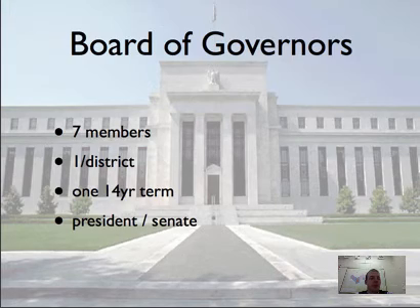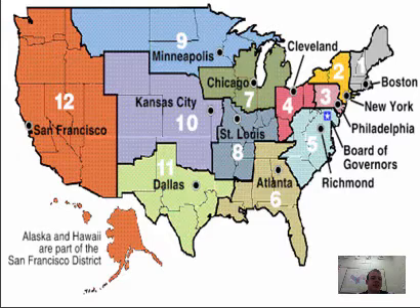The Federal Reserve is run by what's called the Board of Governors, and there are 7 members on the Board of Governors. There can only be one member from each district, and our nation is divided up into 12 different districts. Each person serves one 14-year term. As I said earlier, they are appointed by the President and then confirmed by the Senate. Here are the different districts of our nation, and there can only be one person from each district at any one time.